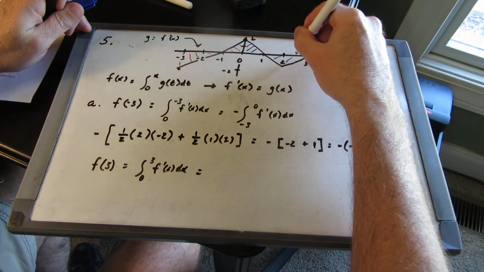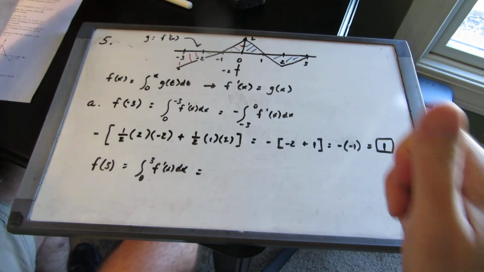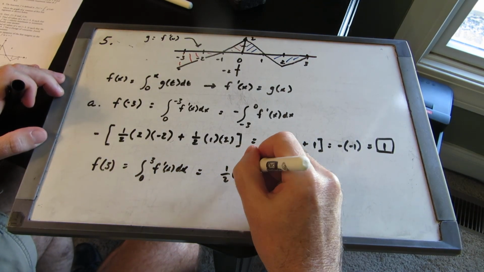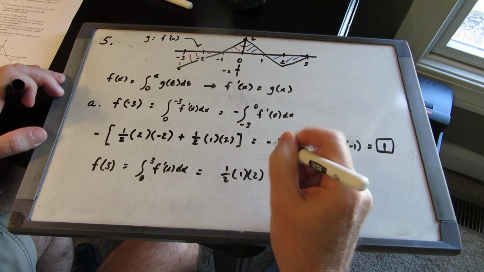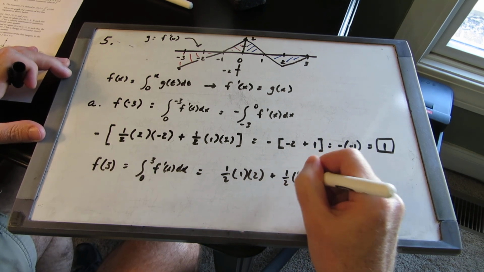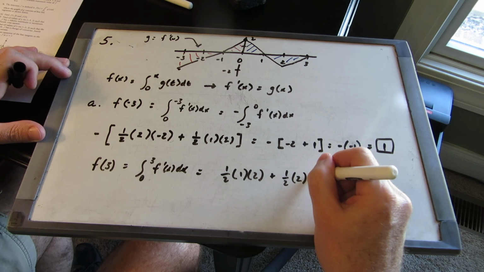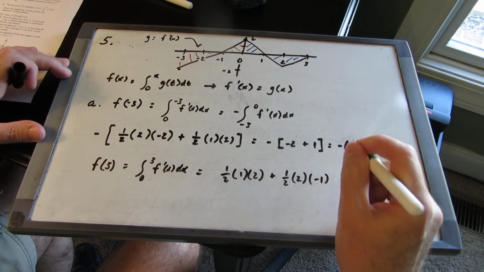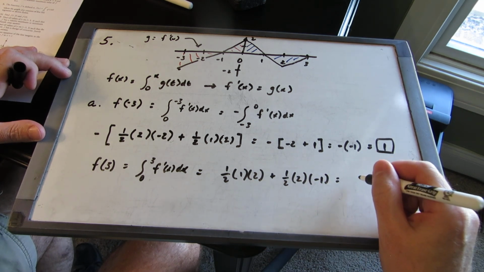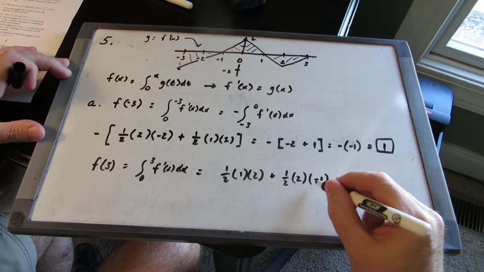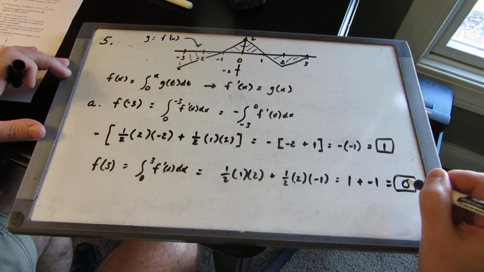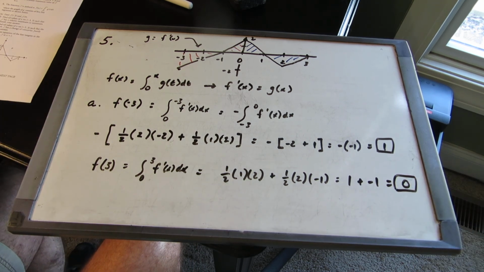So that area and that area, that triangle. You've got 1/2 times a base of 1 times a height of 2 for the first blue triangle, and then for the second one, 1/2, the base is 2 and the height is negative 1. It goes below. So that's going to be 1, plus negative 1, which is 0. So f of 3 is 0.